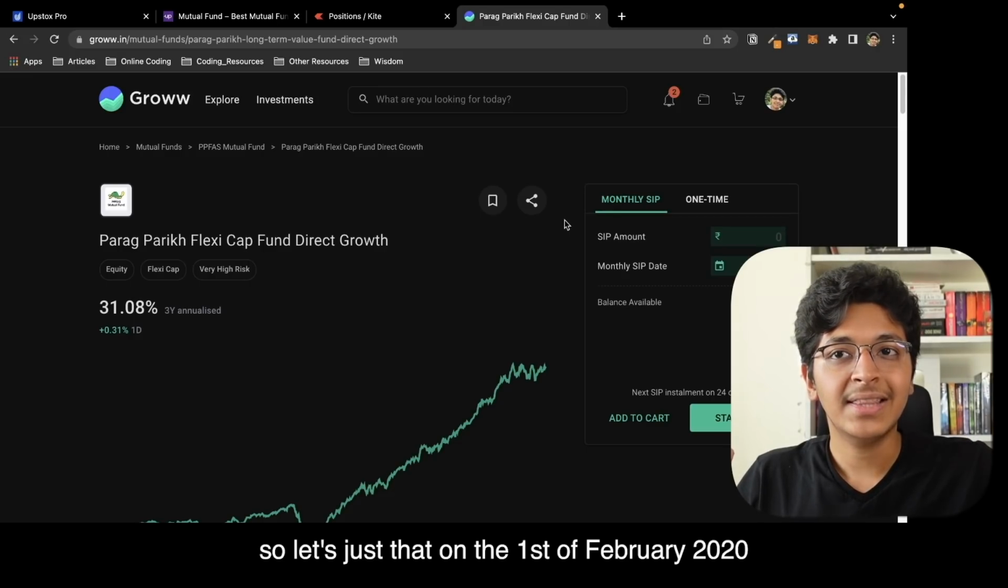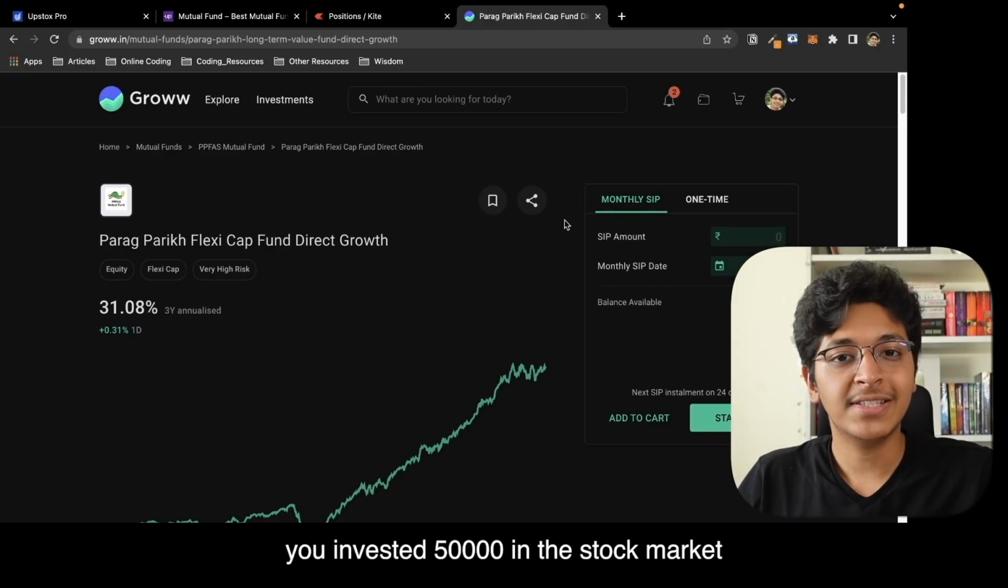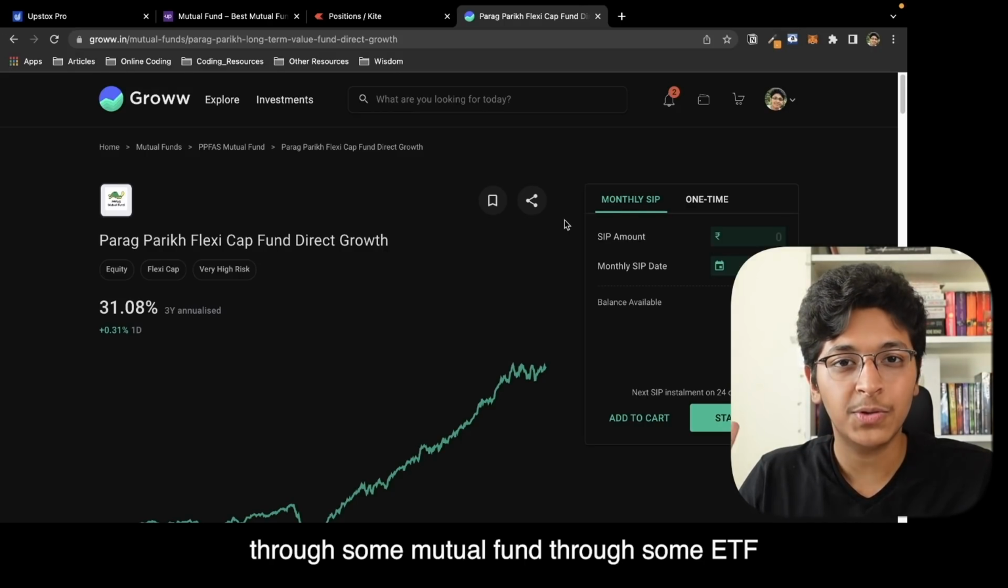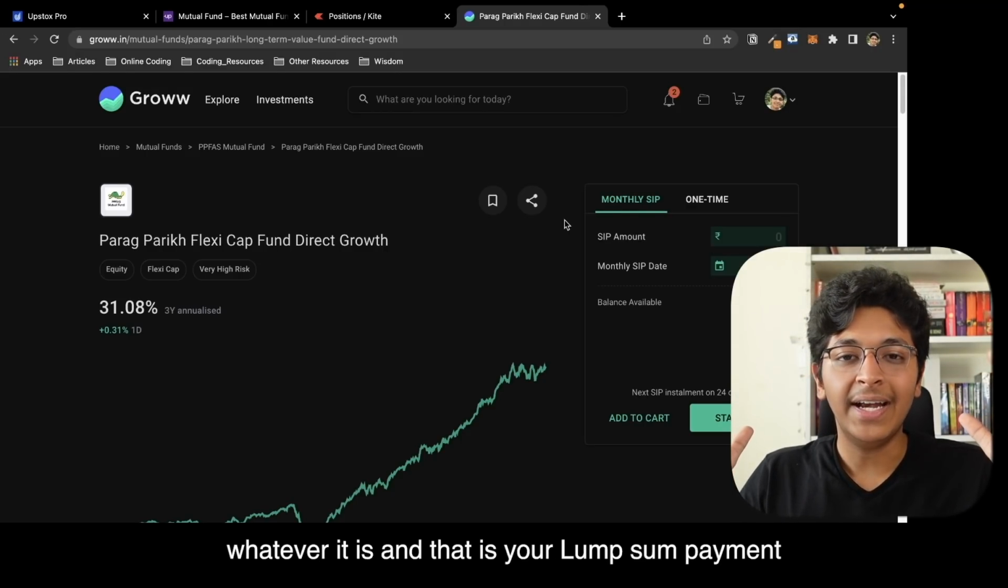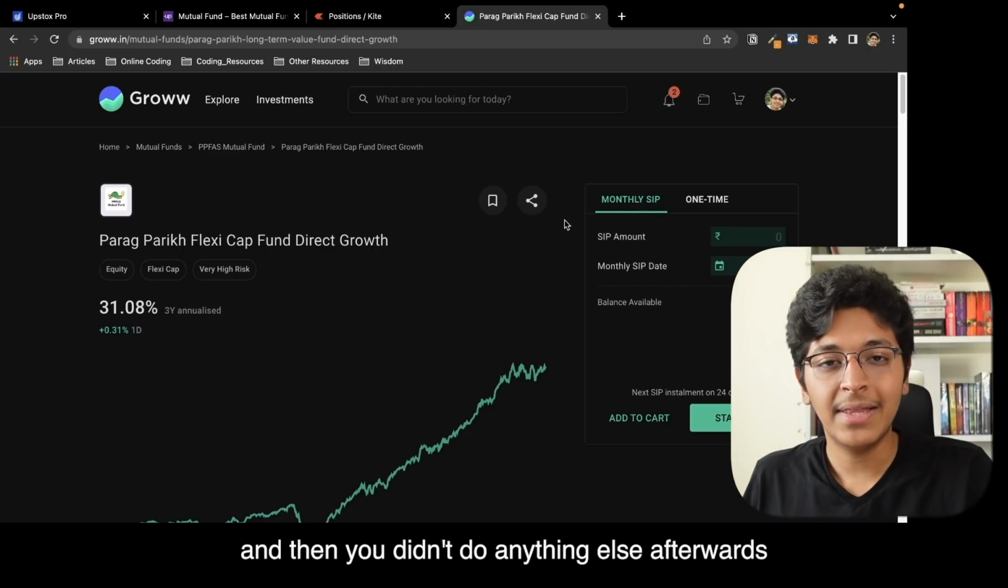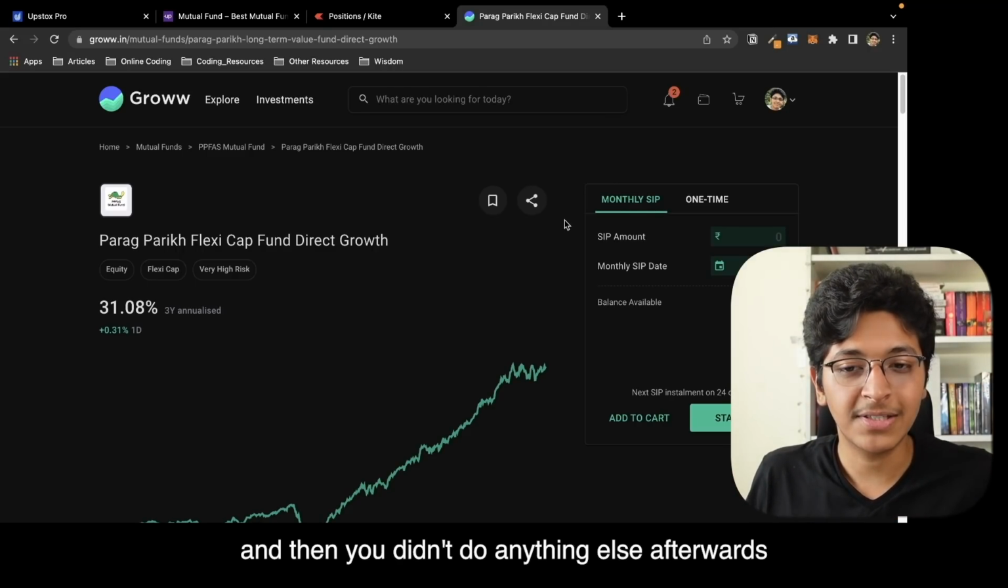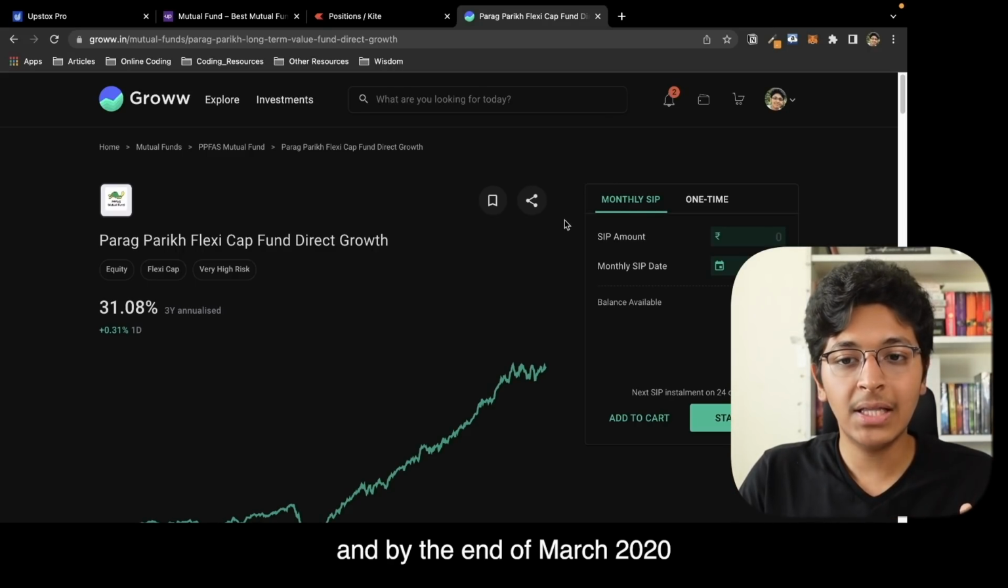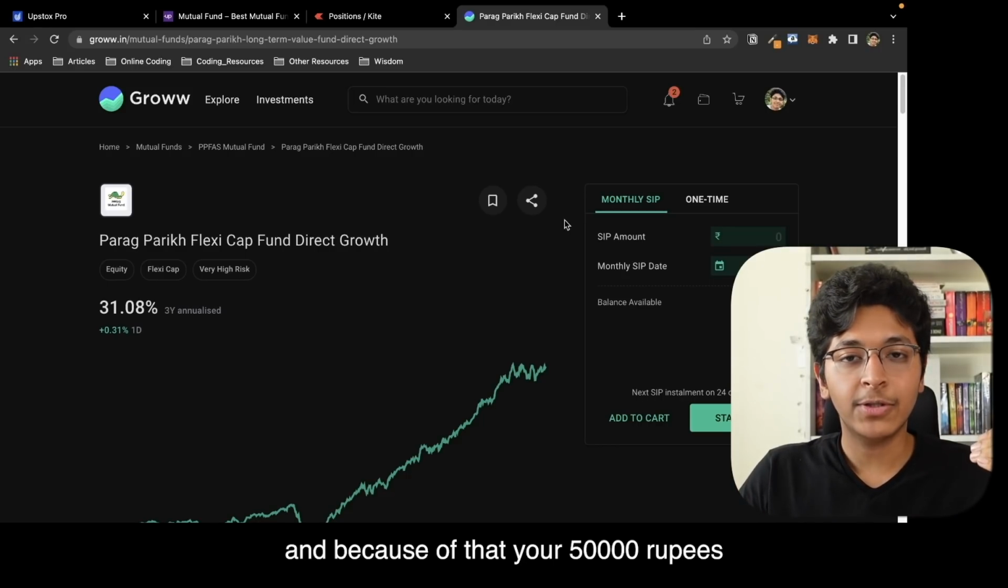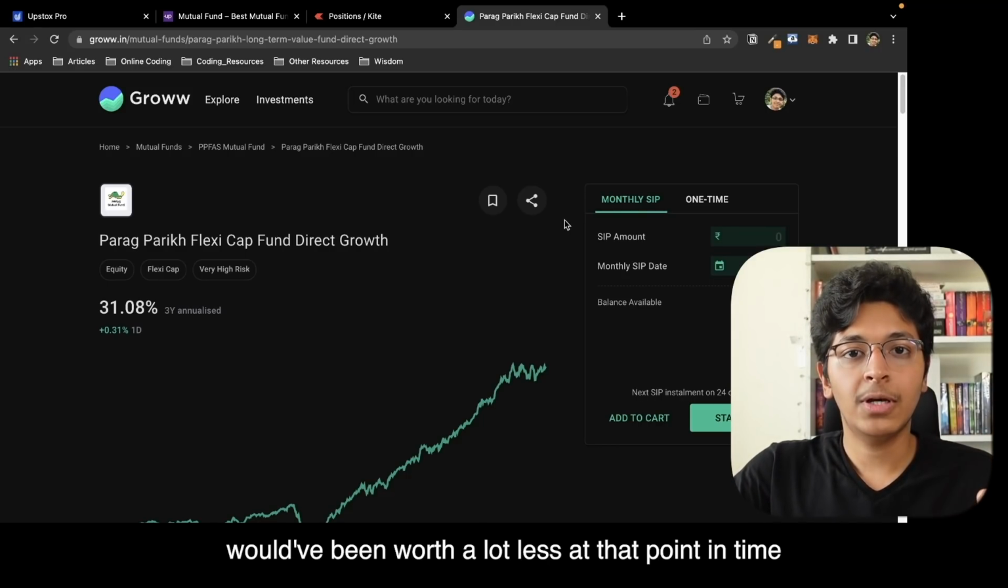So let's just say that on the 1st of February 2020, you invested 50,000 rupees in the stock market through some mutual fund, through some ETF, whatever it is. And that is your lump sum payment. And then you didn't do anything else afterwards. And by the end of March 2020, there was a huge market crash. And because of that, your 50,000 rupees would have been worth a lot less at that point in time.